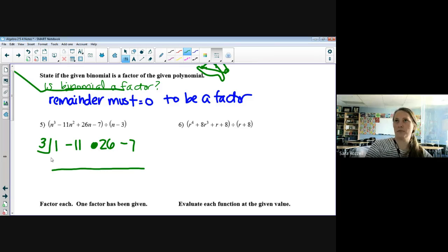Don't draw that dot on your paper. I just can't use the eraser tool. It'll all mess up. And all we're doing is checking the remainder.